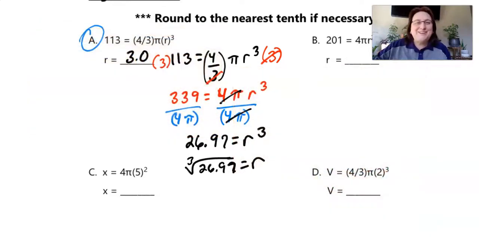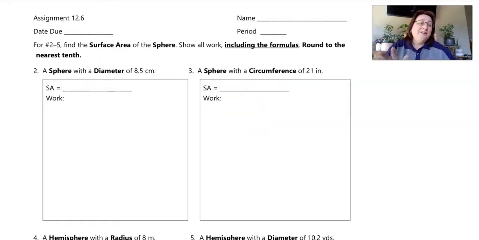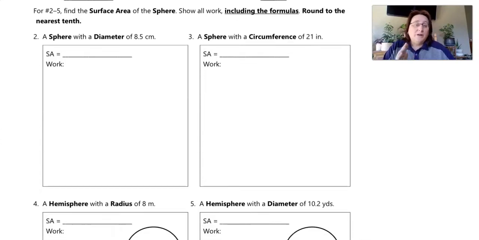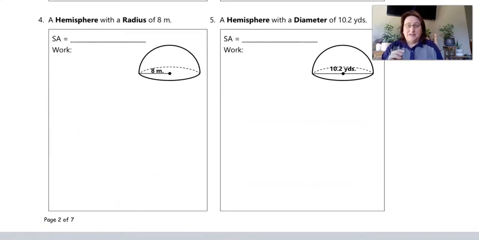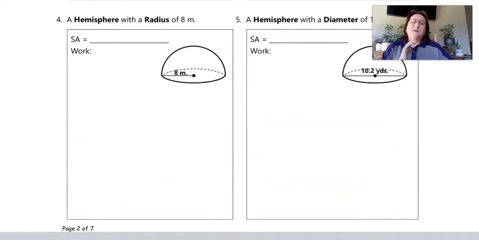Okay, let's go down and take a look at number 4, you guys. I'll meet you down at number 4. All right, down here on 2 through 5, it says that we're going to find the surface area of the sphere. Remember, we're going to show all of our work, include the formulas, and round to the nearest tenth. But guys, if you see in number 4, it wants the surface area of a hemisphere.